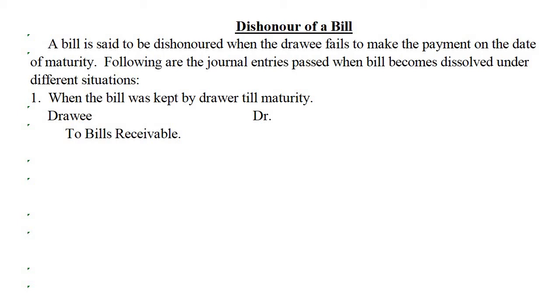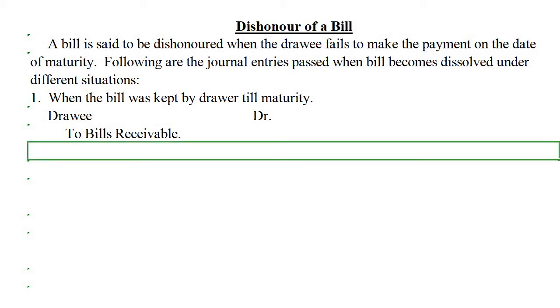Okay, so the journal entry is drawee debtor to bills receivable if the bill which is retained with the drawer is dishonored. When the bill which is retained with the drawer is dishonored, money should be received by the drawer. The drawer has to get the money. So the journal entry is drawee debtor to bills receivable in the books of the drawer.